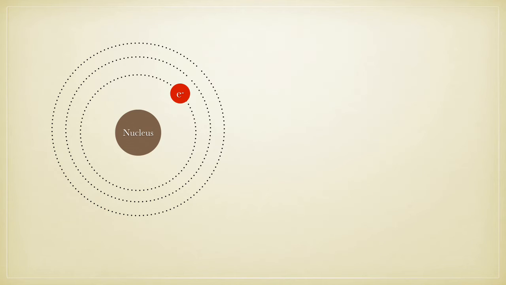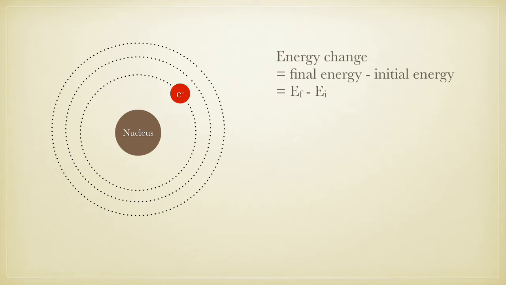The same concept applies to the change of energy in an electron. If we want to measure how much energy is being absorbed or released, we need to compare its initial energy with its final energy. For example, in this case, the electron is moving from n equals 1 to n equals 3. So to calculate its energy change, we deduct energy at n equals 1 from energy at n equals 3.